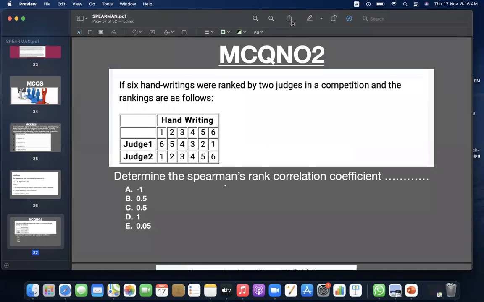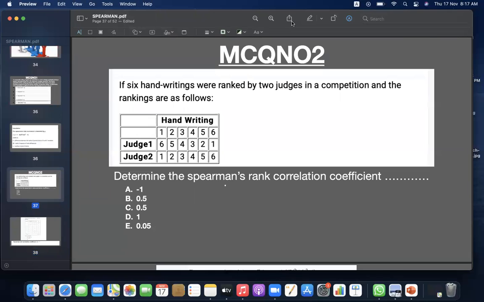Number 2. If 6 handwritings were ranked by 2 judges in a competition and the rankings are as follows, then determine the Spearman's rank correlation coefficient. A minus 1, B 0.5, C 0.5, D 1, E 0.05. So we have to do some calculation in this MCQ. The data is given in the form of a table and it is ranked already.